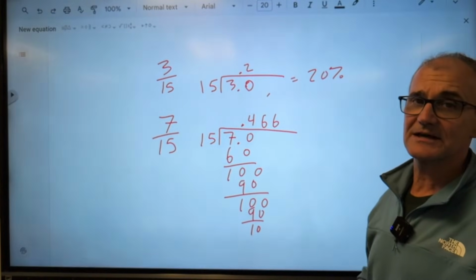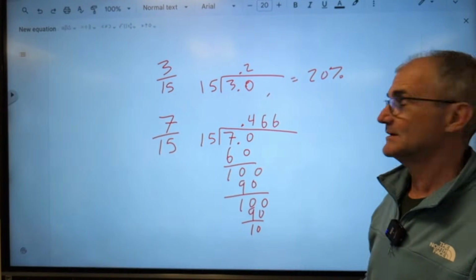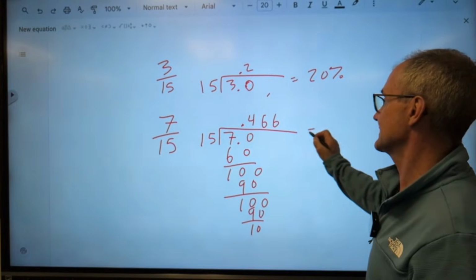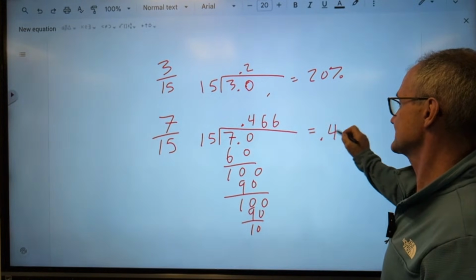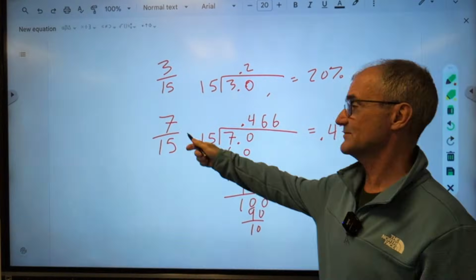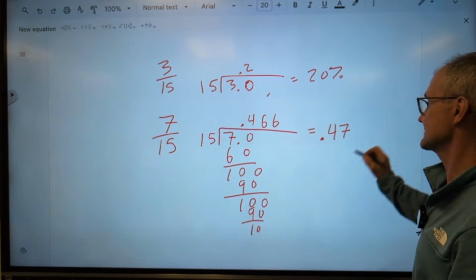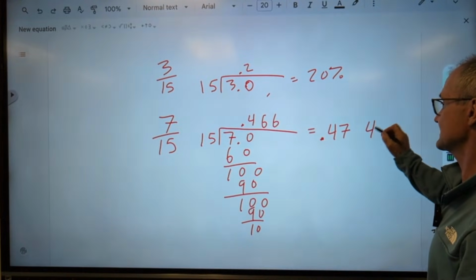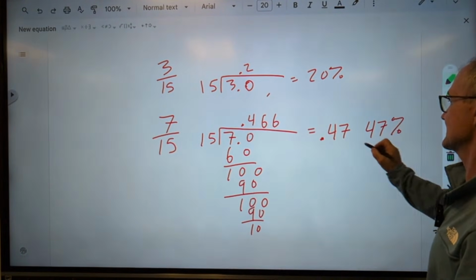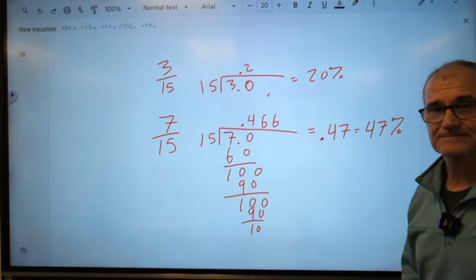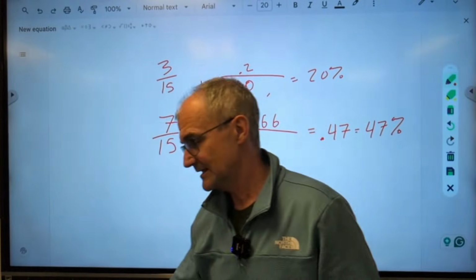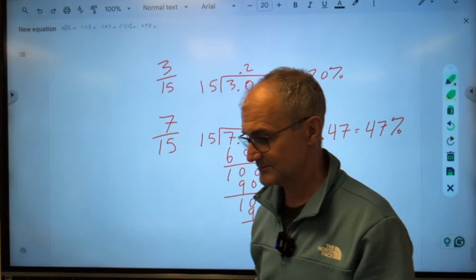The other way I could do that too, probably on the ASVAB, you'd round that to 0.47. So you have 7/15 as a fraction, 0.47 as a decimal. Move it over 2 places to get the equivalent percent, 47%. Hopefully that answered that question, how to convert fractions to decimals.